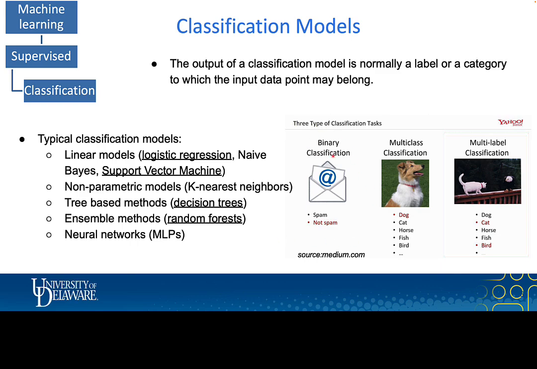For example, we have some tasks like binary classification. In this particular example, we are trying to decide whether an email is spam or not spam. Multi-class classification means that we want to classify, in this case, an image of an animal into its appropriate class, where there are more than 2 classes. And multi-label classification means that we can classify this particular image into 2 or more categories. Typical classification models are listed here, and those that are underlined are the ones that we will review in the next slides.